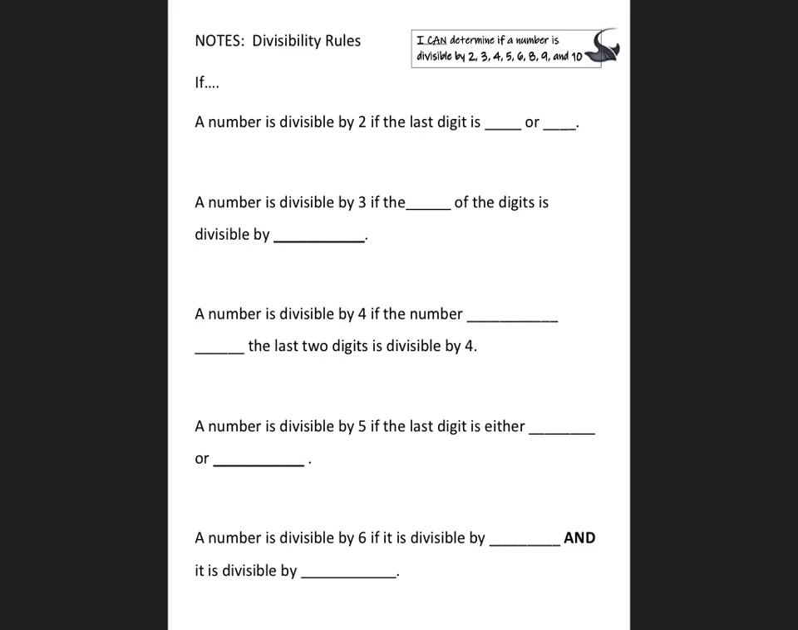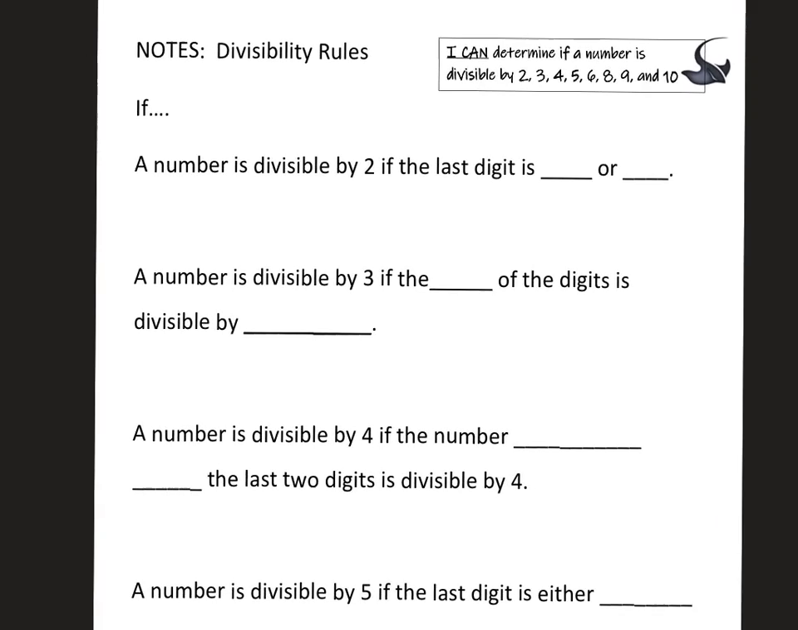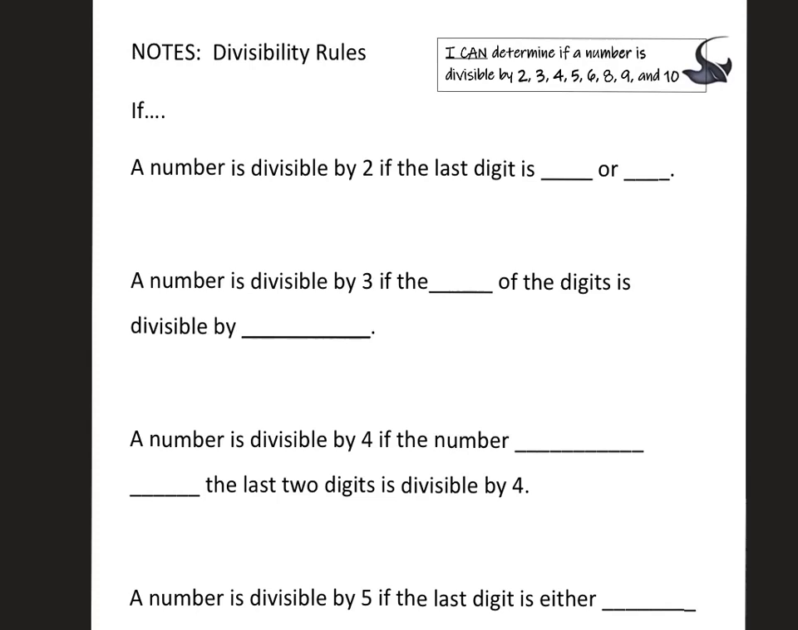So the first divisibility rule we're going to look at is determining if a number is divisible by 2. And this is probably one you have memorized. But determining if a number is divisible by 2 requires looking at the last digit. And if the last digit is even, or the number 0, then you know the entire number is divisible by 2. So a couple of examples.